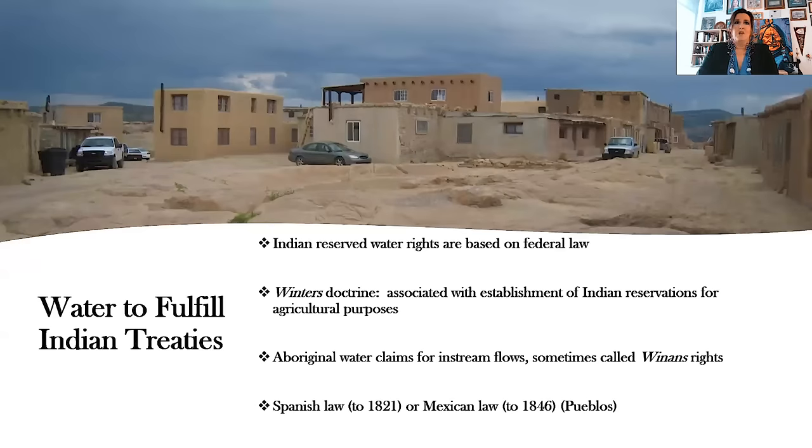And of course, that water includes water to fulfill Indian treaties. It's very clear, has been for more than 100 years, that there are Indian reserved water rights based on federal law. And that's the so-called Winters Doctrine that I'll talk more about, that water rights are associated with the establishment of Indian reservations for agricultural purposes. And there's also many other types of Indian water rights, including rights to in-stream flows, sometimes called Winans rights, rights that are associated most particularly with Northwest fisheries.